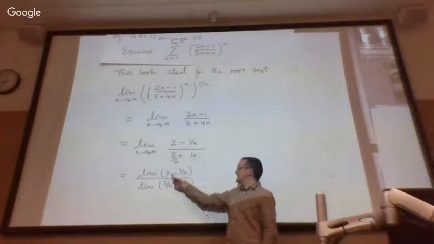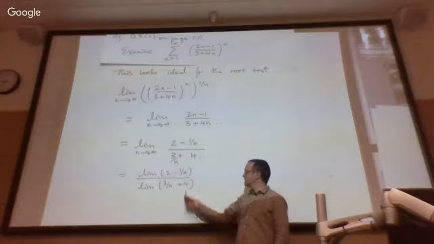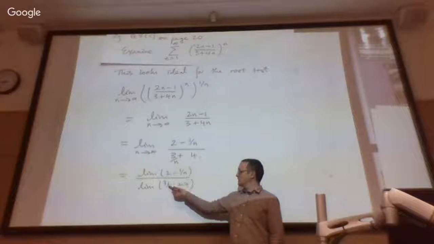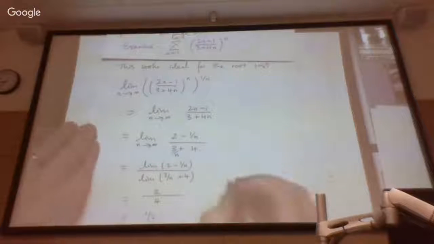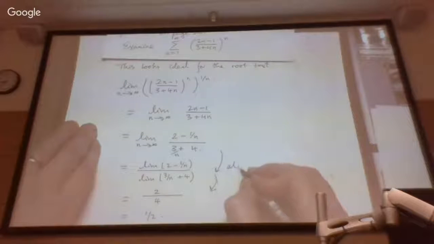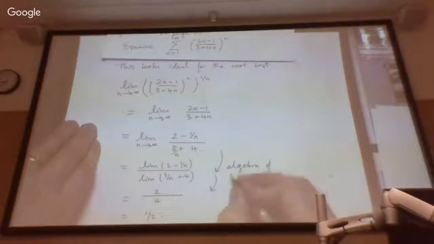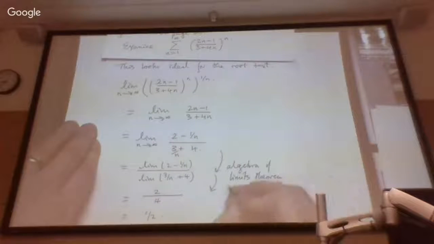And what's the limit of this linear combination? Well, it's a linear combination of a constant and something converging to 0. The same thing down here, 4 and 3 over n. So those limits are going to be 2 on the top and 4 on the bottom. So the whole thing comes out to be a half. So from there to there and there to there, we were using the algebra of limits theorem for sequences.